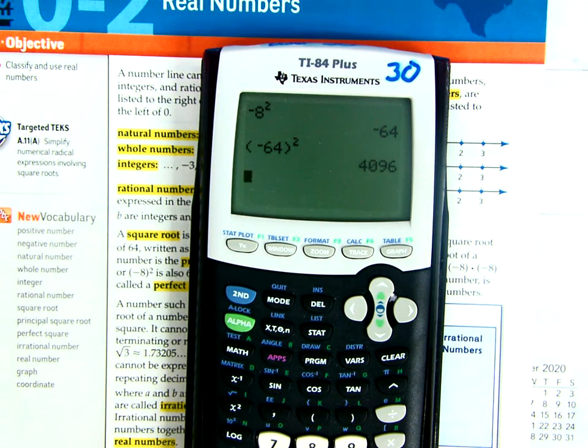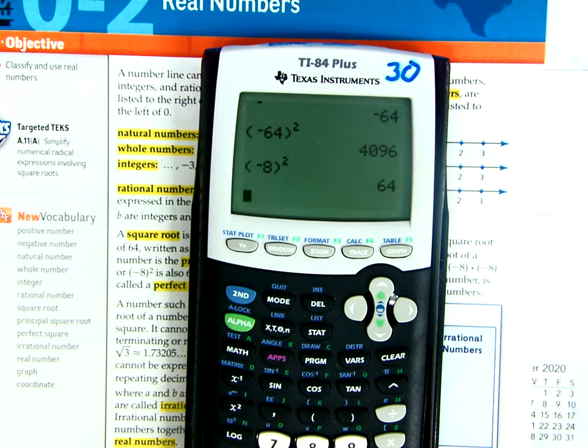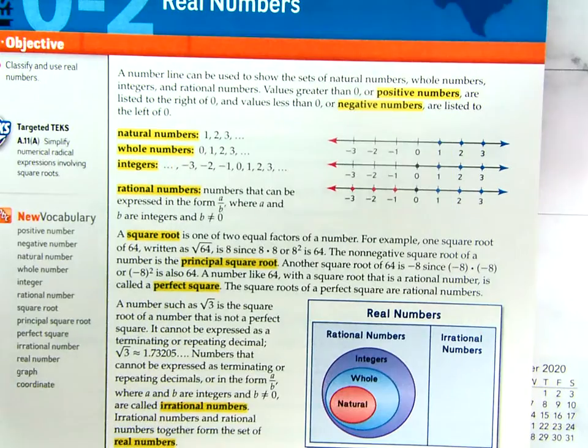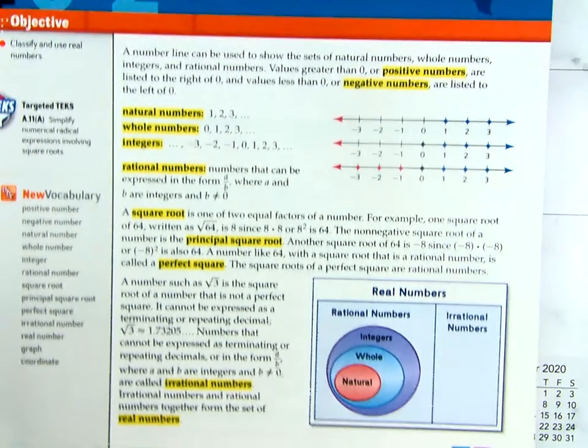That was ugly. Positive 64. Now, this is an issue we're going to have all year long. If I'm squaring a negative number, I need to put it in parentheses with the square on the outside. Okay, I see I'm losing you, so we'll go on.